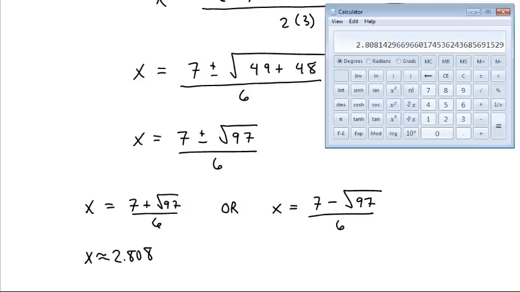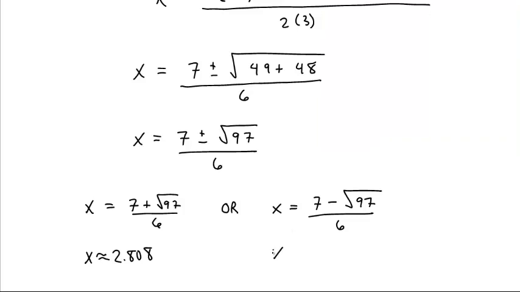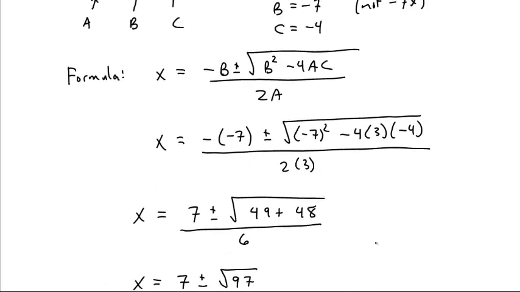And let's see, 7 minus the square root of 97. I'm going to do the square root first. Square root of 97, and then I'm going to make it negative, and then I'm going to add the 7. There's other ways to do that. And you divide that by 6, and you get negative 0.4748. I like to stop right there because you don't have to do so much rounding with a 0. X is approximately negative 0.4748.